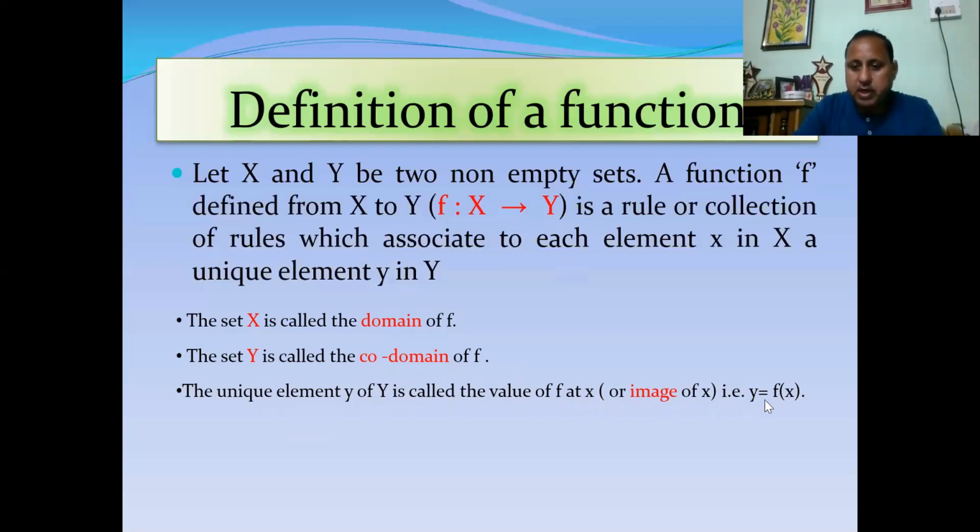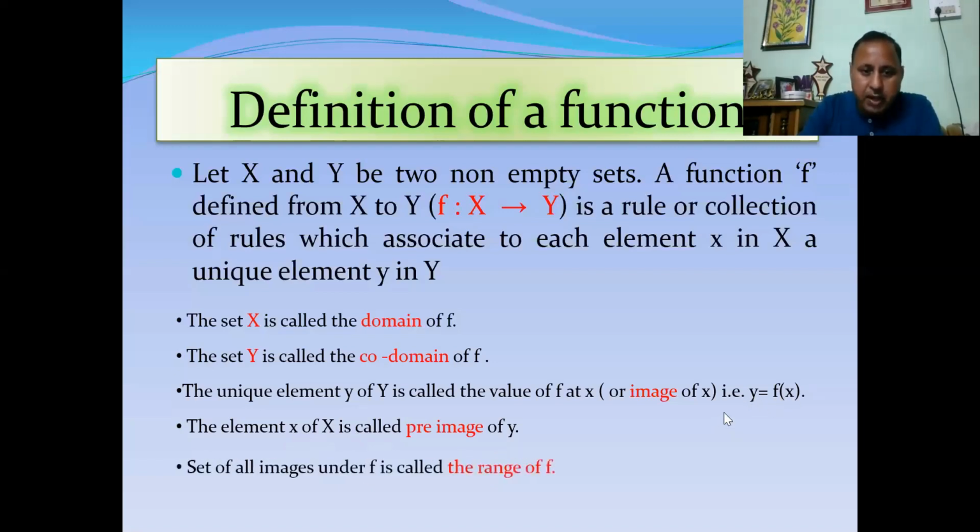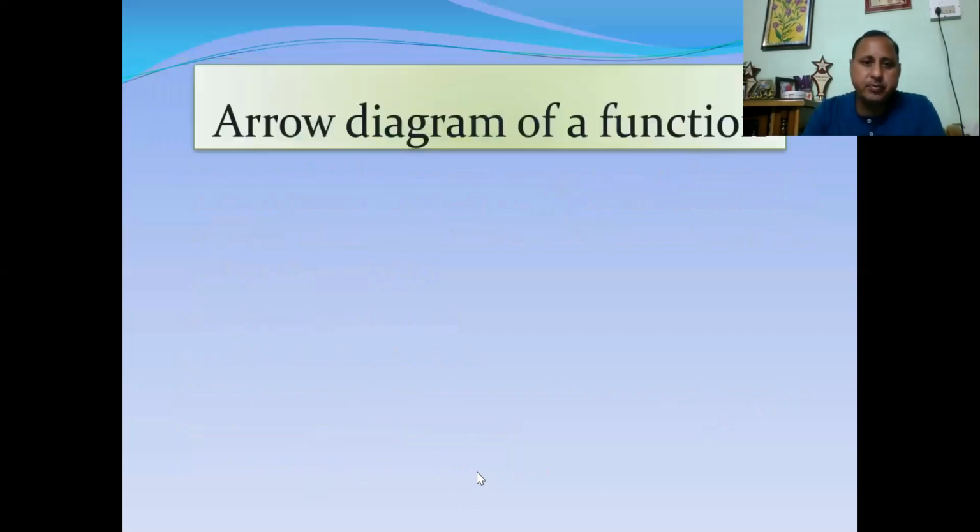So you simply write function in this form that you already know. The element x of X is called pre-image of y. Clear? If y is image, then x is called the pre-image. If you write y equal to f(x), it means x is pre-image of y and y is image of x. Set of all images under F is called the range of F.